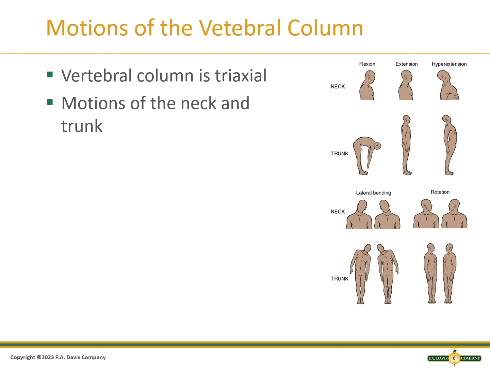For rotation, turning to look over my right shoulder is going to be right cervical rotation. Turning to look over my left shoulder is going to be left cervical rotation. Same thing for the trunk. If I take my shoulders and I turn them towards my right while maintaining my hips in the same position, I'm going to have right trunk rotation. If I take my shoulders and turn them towards the left while maintaining my hips in the same position, I have left trunk rotation.